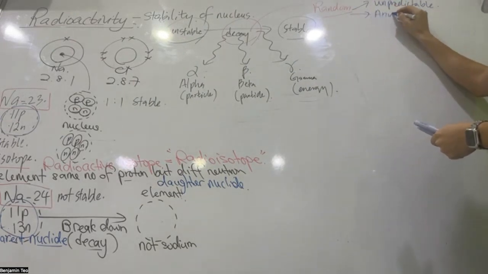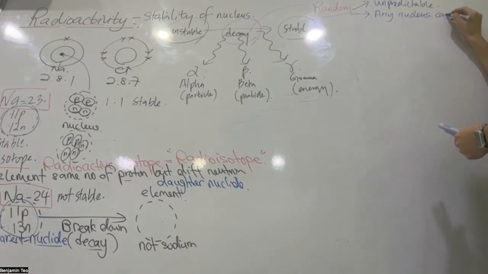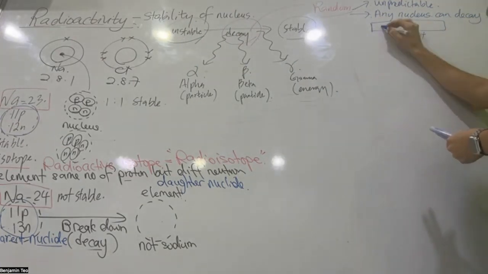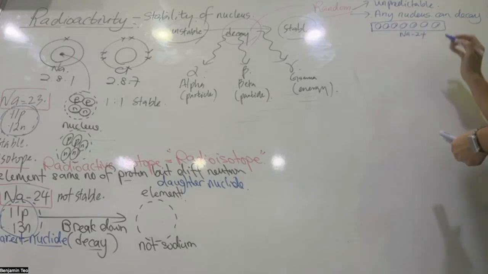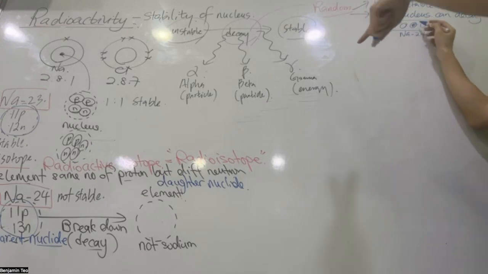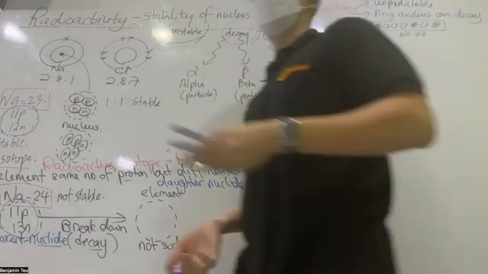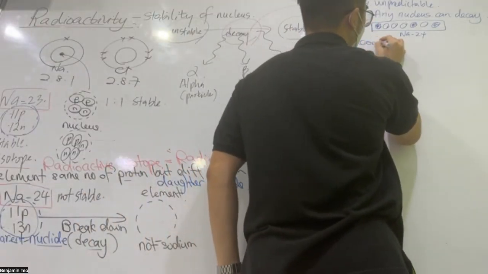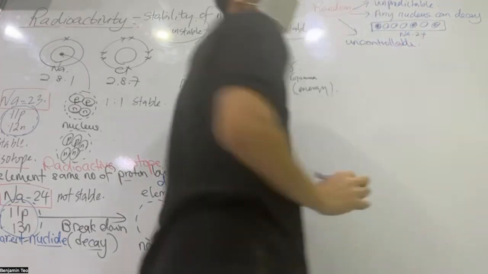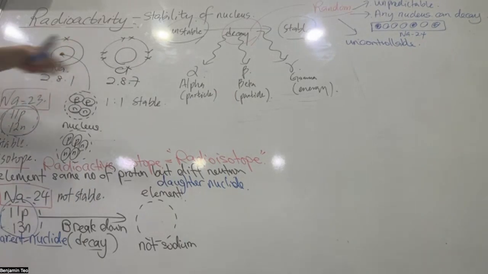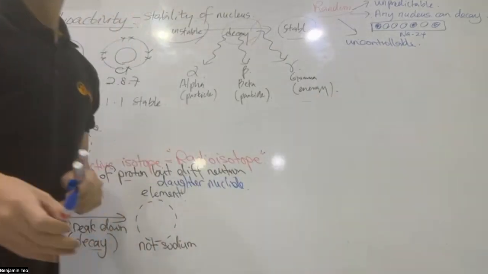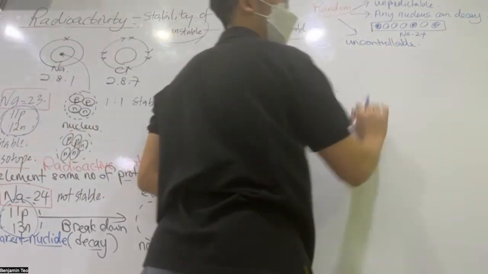Number two means any nucleus can decay. 这个是你的 sample sodium 24，你有 billions and billions of atoms，在这一秒，它可以是这一个 decay，它也可以是这一个 decay，它也可以是这一个 decay，你也猜不到是哪一个。And number three is uncontrollable，你控制不了的。不像平时的 chemical reaction，你可以 increase temperature speed up 它，你可以加 catalyst speed up 它。Radioactive nuclear reaction 你不可以控制的。You cannot speed up, you cannot slow down the process.